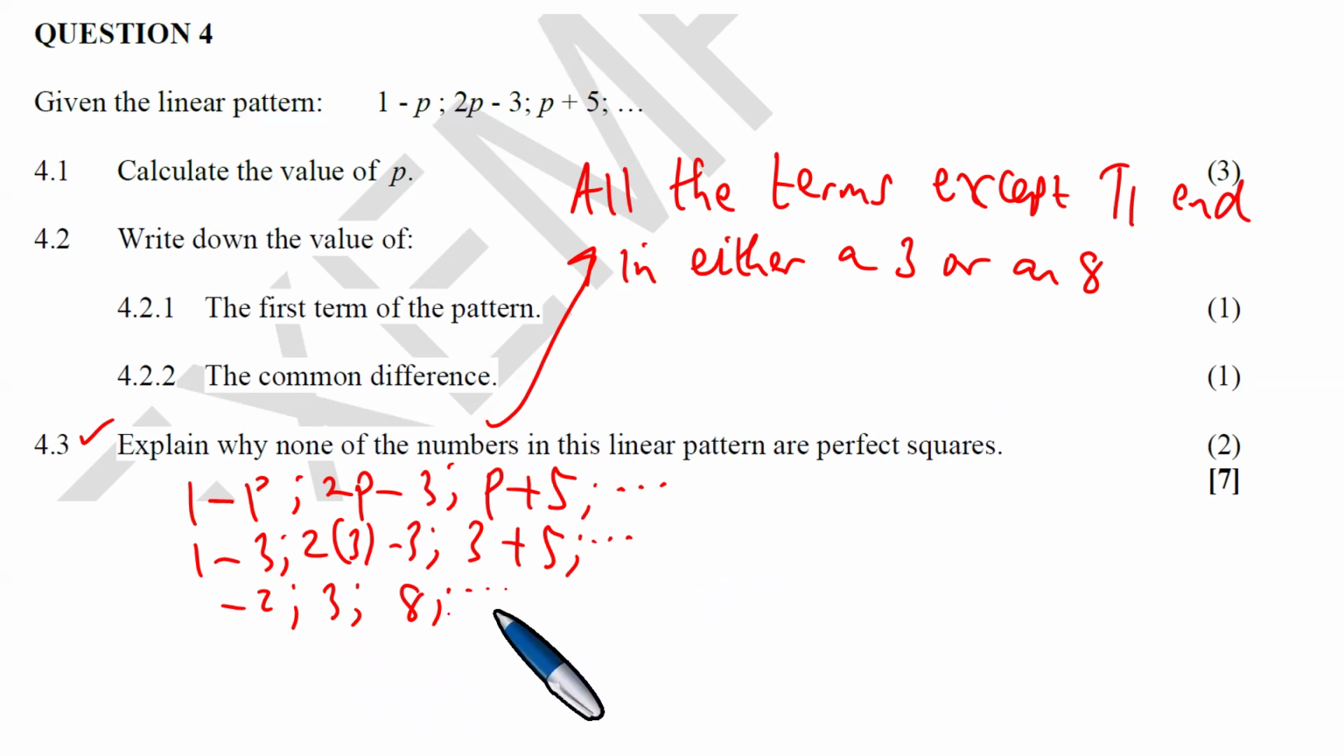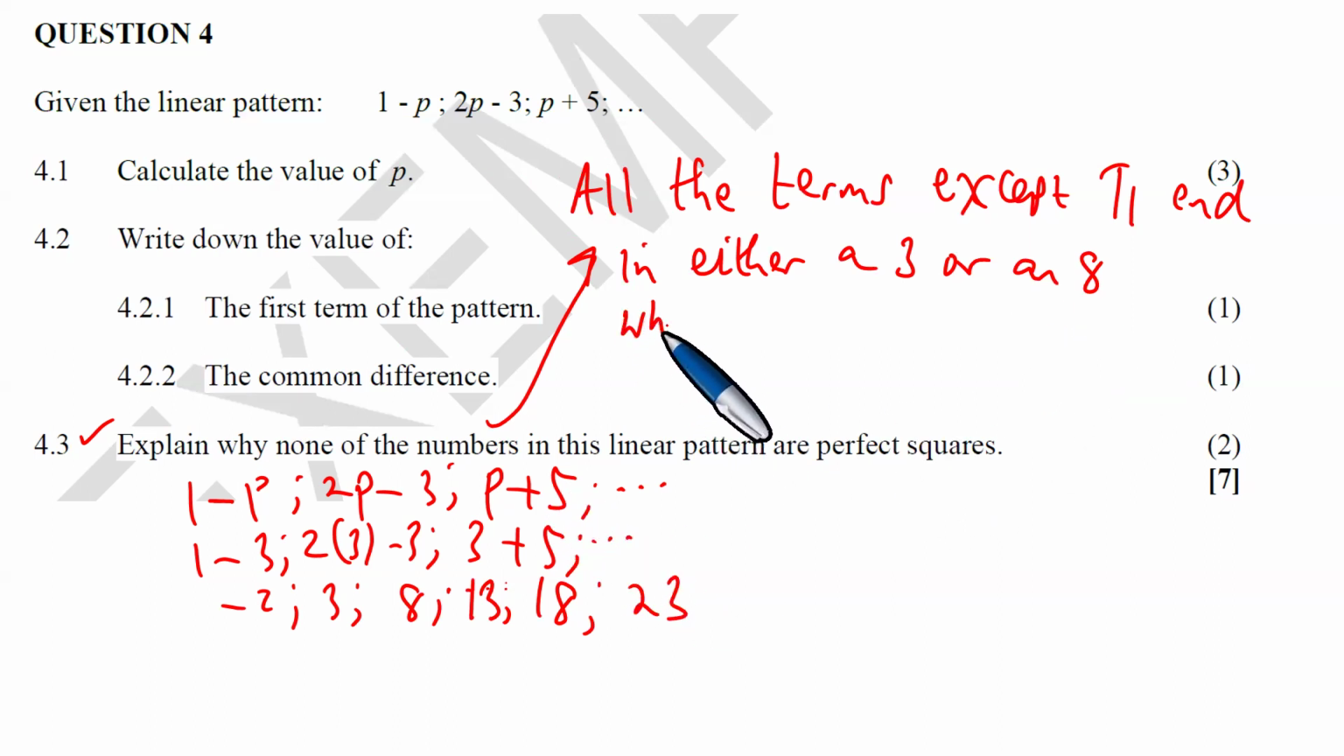Now, I want us to observe something: at this point, you can even extend the pattern. It goes from minus 3, then becomes minus 2, then becomes 3, meaning 5 was added. You add 5, 5 plus 3, you get 8. You add 5, you get 13. You add 5, you get 18. You add 5, you get 23. So all terms except T1, except the first one, end in either a 3 or an 8.